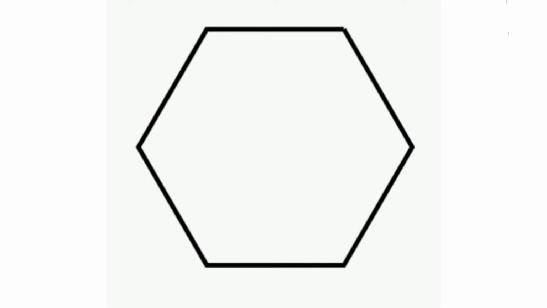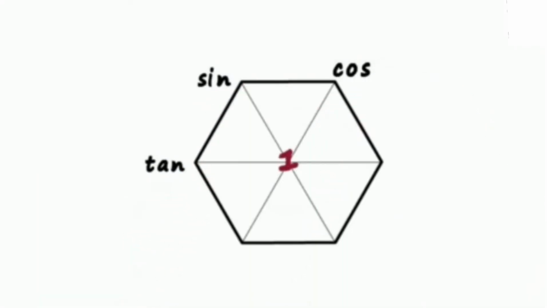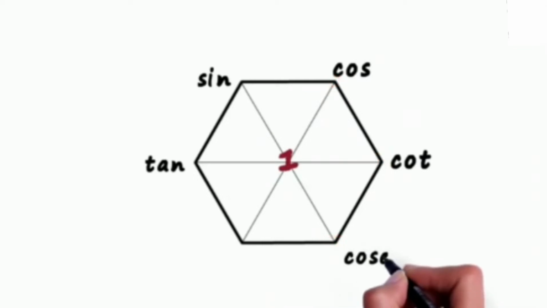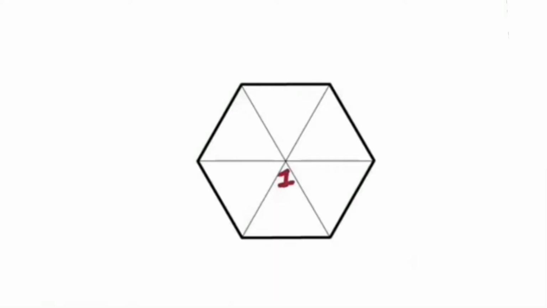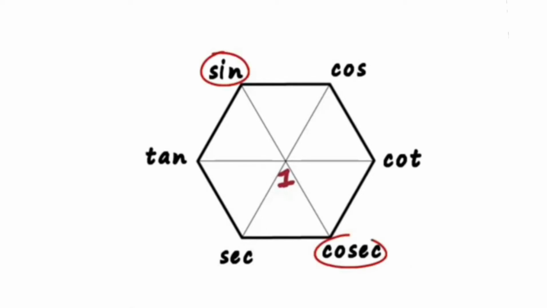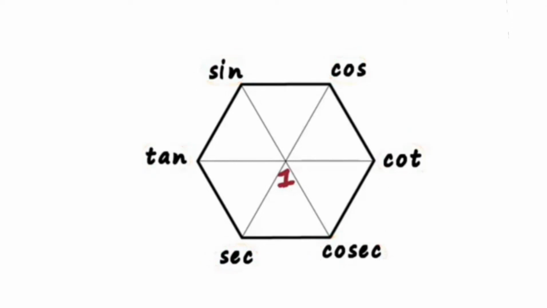Now let us draw 3 diagonals in this hexagon. Now that we have taken our diagonals, let us take one as the center and write tan, sine, cos, cot and cosec. You see that there are 3 C's on this side: C for cos, C for cot and C for cosec. And there is one as center. Now we have sine, cosec, cos and sec, cot and tan, which are reciprocals of each other.